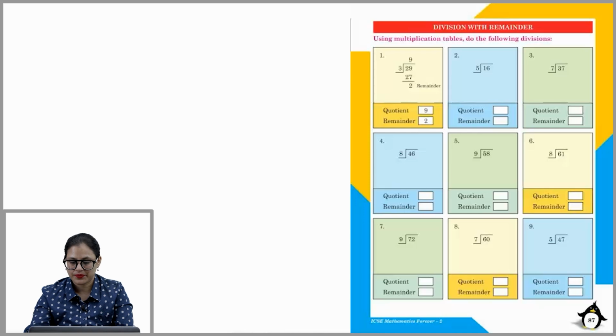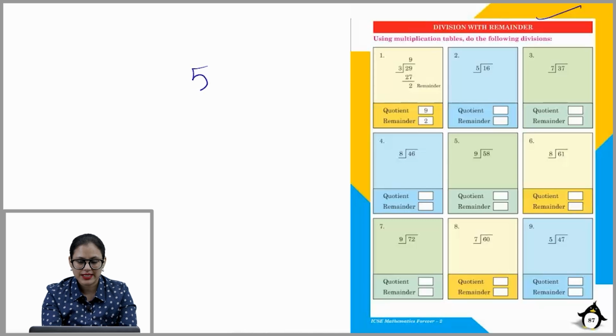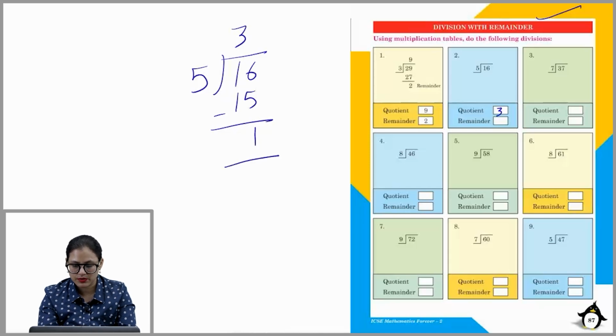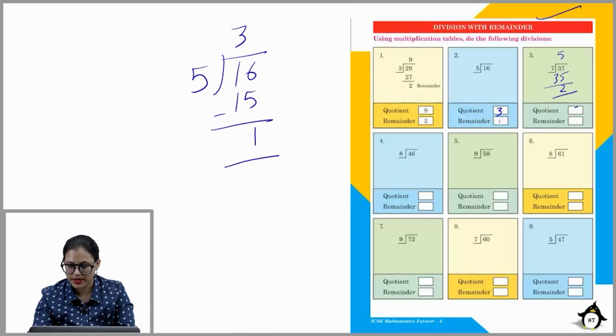Division with remainder. Using multiplication tables, do the following divisions. One has been done for you. Let's do the next one. 16 divided by 5. 5 3s are 15. 16 minus 15 is 1. So, quotient is 3, remainder is 1. Similarly, here 7 5s are 35. If you know the table, 7 5s are 35. 37 minus 35 is 2. So, quotient is 5, remainder is 2.